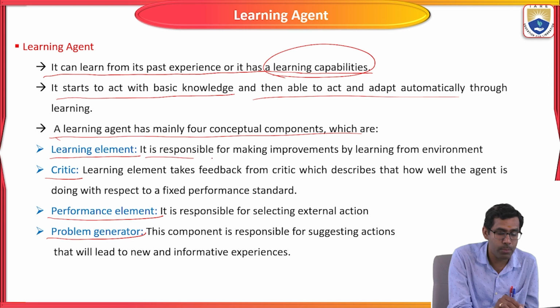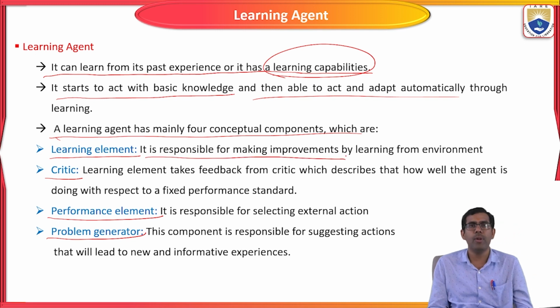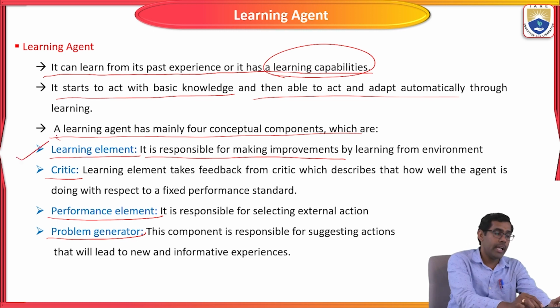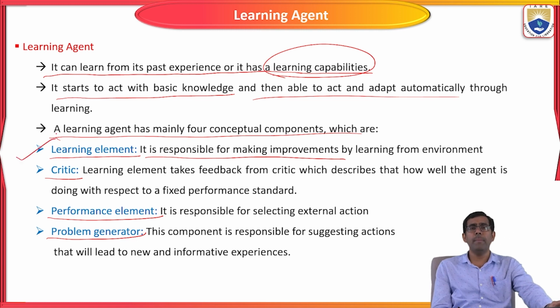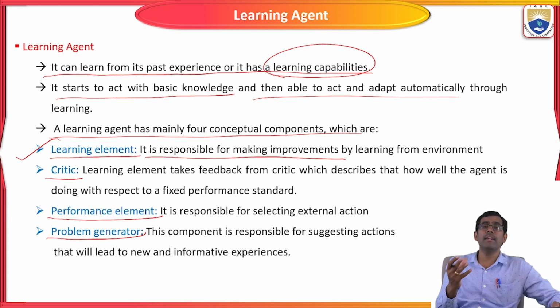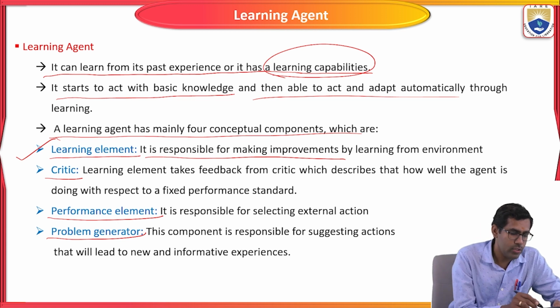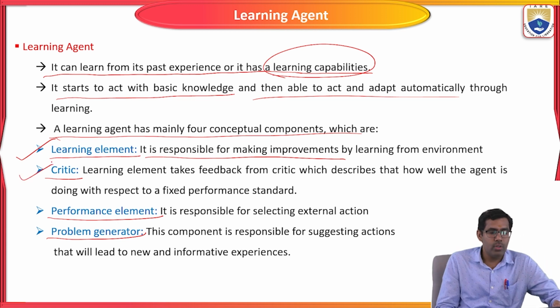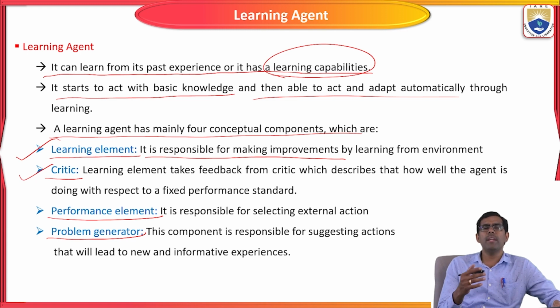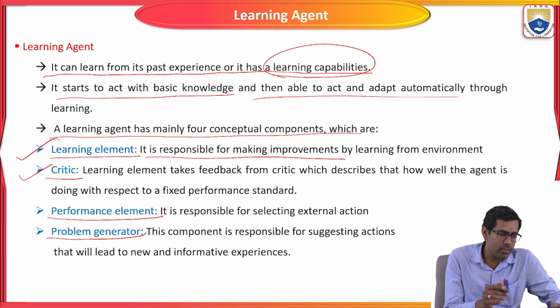Okay, so what is the learning element? It is responsible for making improvement by learning from the environment. Based on this learning element, it is going to perceive, or observe something from the environment. That is the learning element. Okay, so what is the next one? The critic. As already said, based on the previous one, based on the feedback, now I'm going to learn something. So that is the critic.